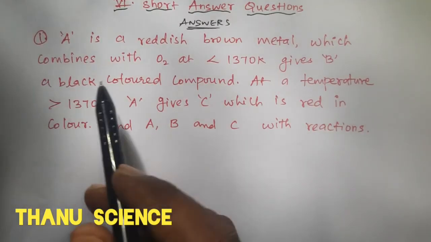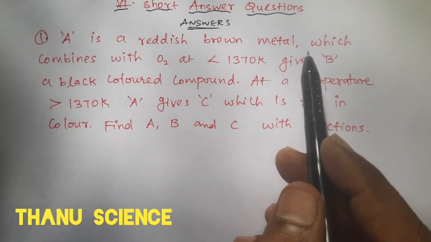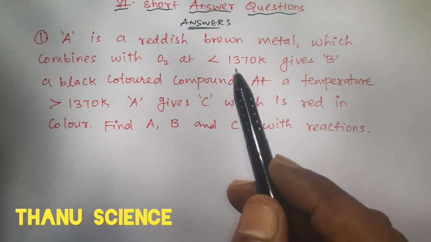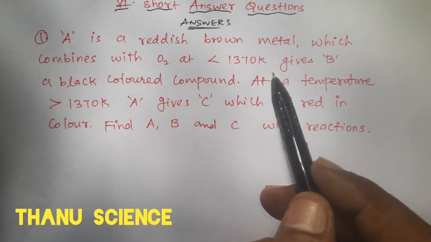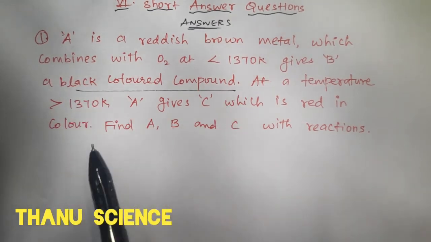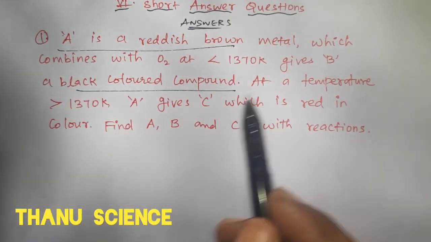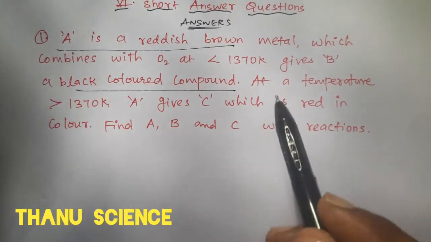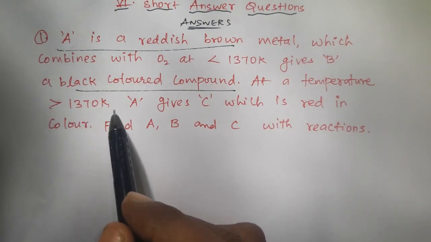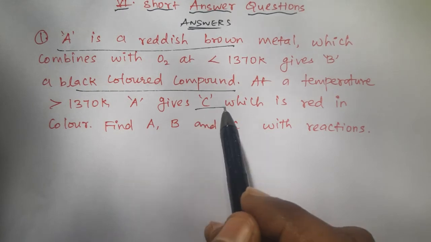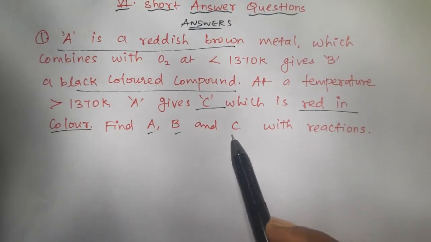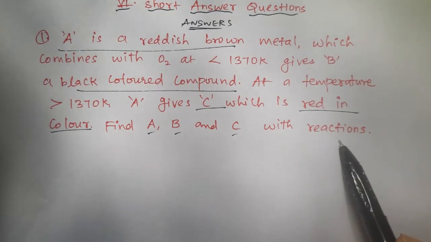Question number 1. A is a reddish brown metal which combines with oxygen at less than 1370 Kelvin to give B, a black colored compound. So A is reddish brown, B is a black color compound. At a temperature greater than 1370 Kelvin, A gives C, which is red in color. Find A, B, C with reactions.